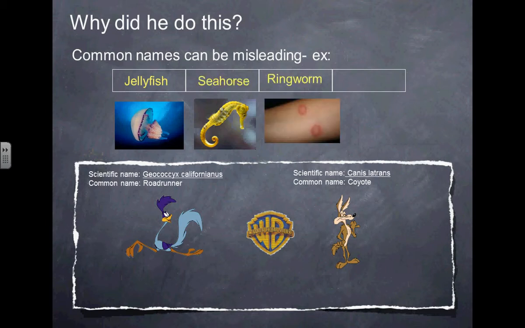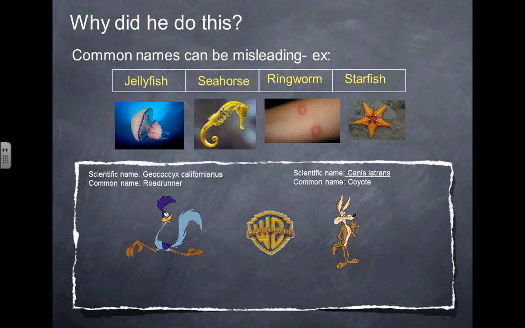Ringworm. Ringworm is a skin infection a person can get. You get these rings on your skin. But it's not caused by a worm. It's caused by a fungus. So calling it ringworm is misleading. Starfish? Is it a fish? Nope. It is an echinoderm. It's an invertebrate, an echinoderm.